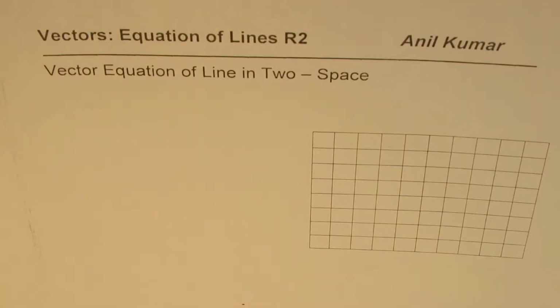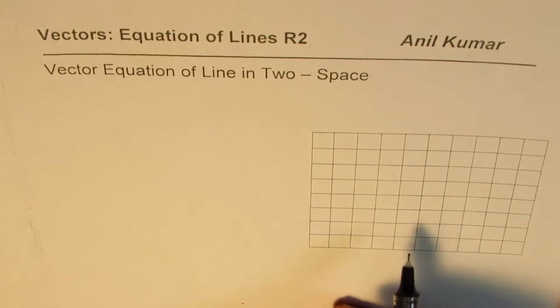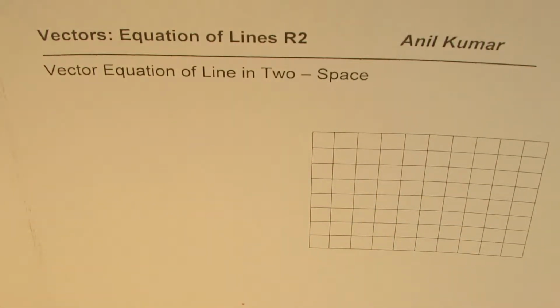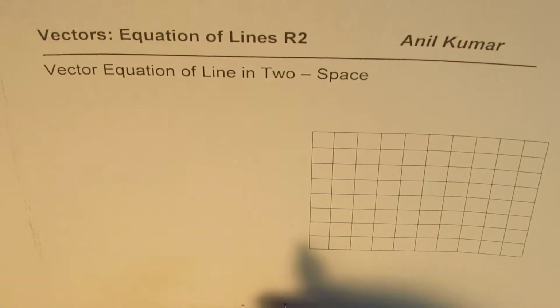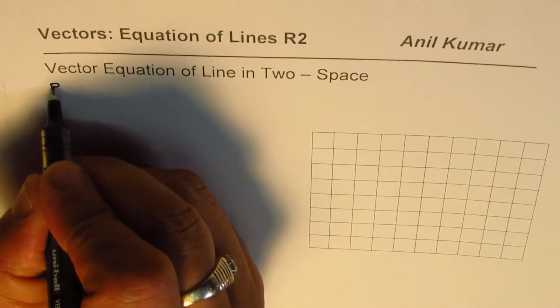I'm Anil Kumar. Here is a review on equations of lines in R2. That means 2 dimensions, 2 space. We'll see different forms of writing equation of the same line. Let us take a point P.